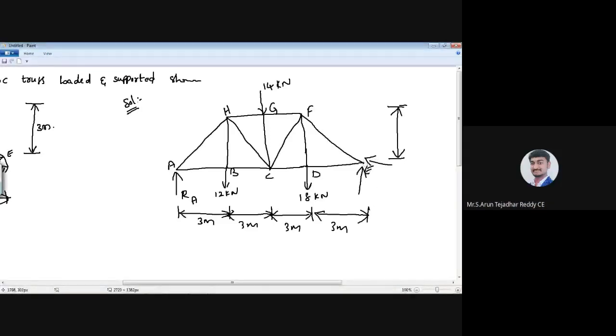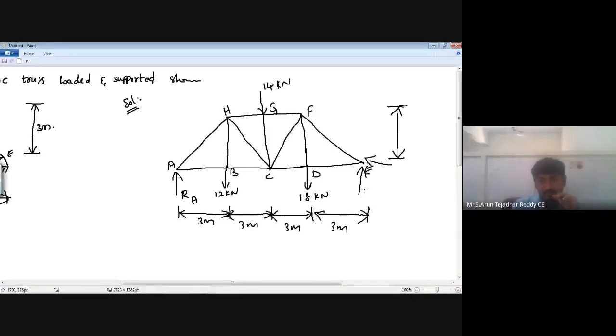So at point E it is VE and horizontal it is HE. So the first point is replace the supports with reactions. All of you draw this figure.